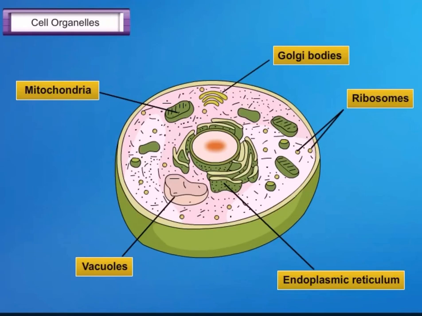Next, Golgi body synthesize, store and secrete many substances. Next, vacuole. The sac-like structure present in cytoplasm are called vacuoles. The vacuoles in plant cells are large. In animal cells, vacuoles occur less frequently and are smaller in size. Vacuoles store soluble food, waste, and secretion of the cell.